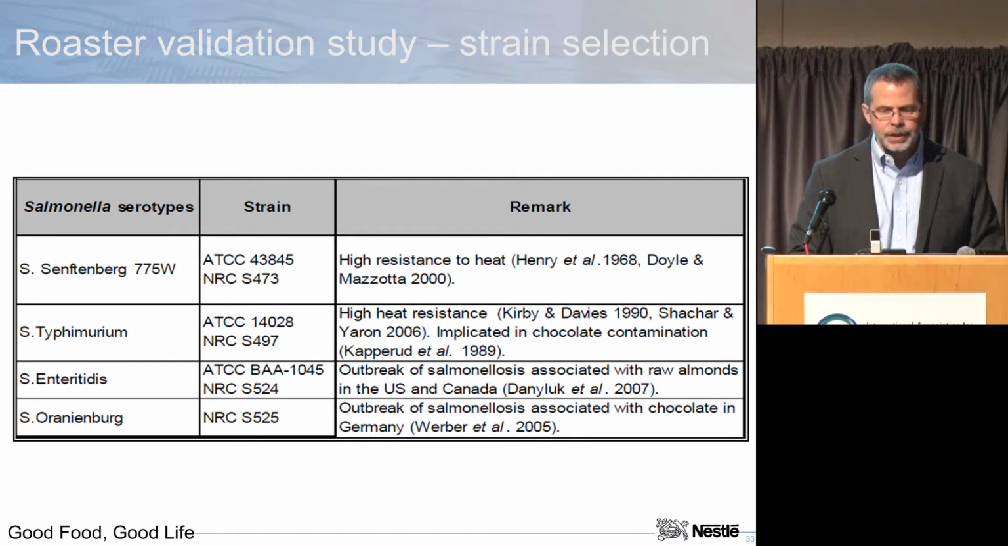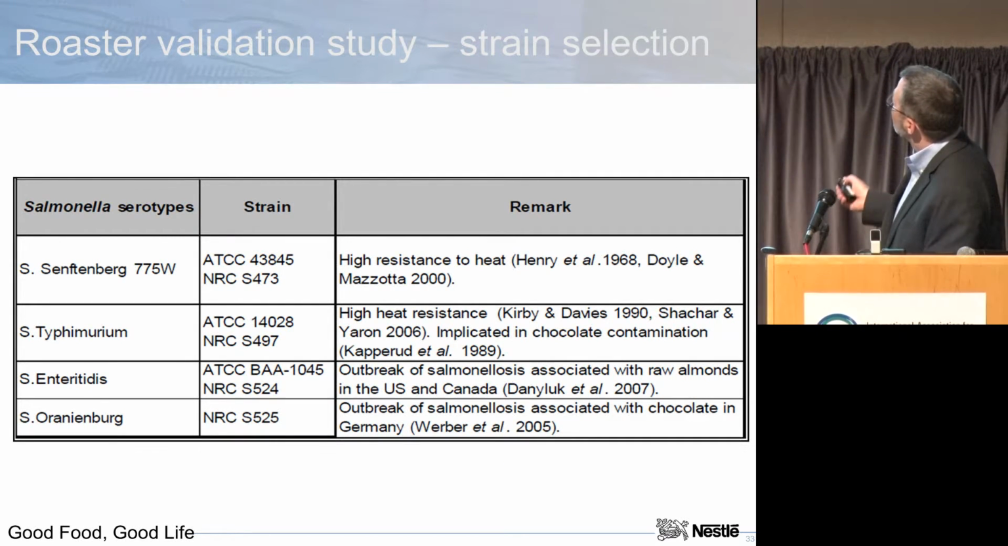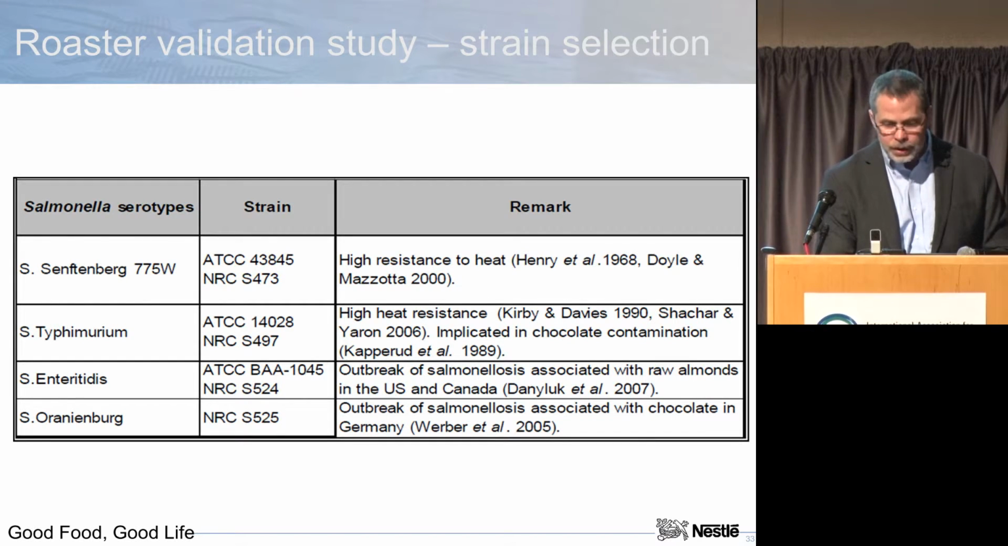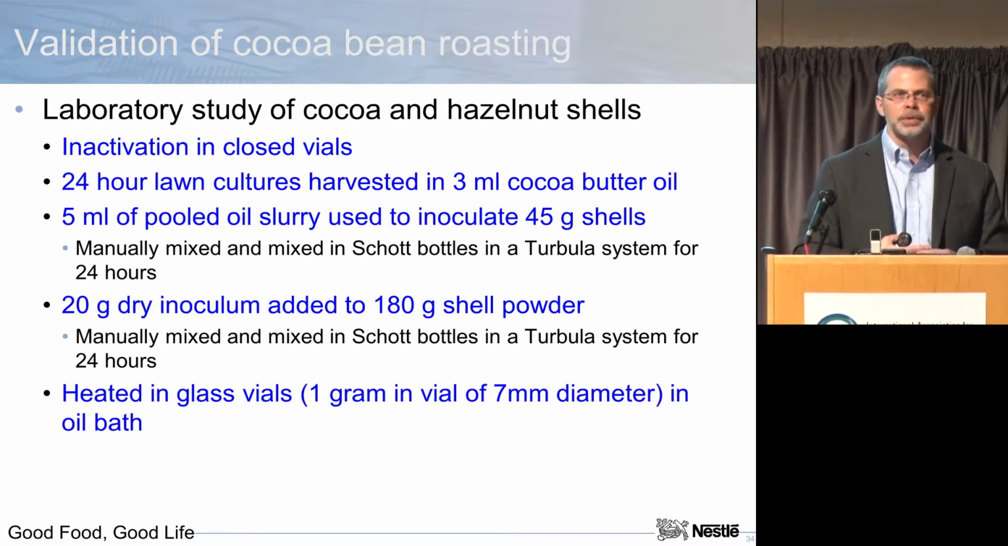So what we did is we selected strains that were typical. We selected strains that had high heat resistance, and a couple of strains that were related to chocolate or actually chocolate and raw nuts that were related products. And we did a couple of different trials.